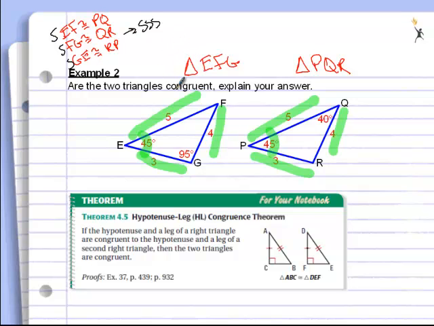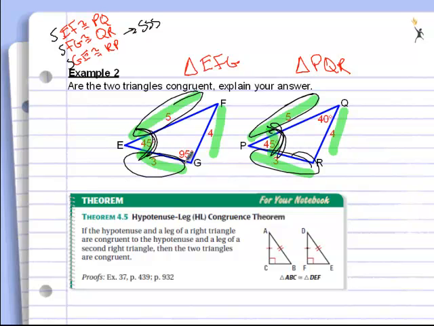But we could also use side, angle, side congruency. We could say that EF is congruent to PQ, that angle E is congruent to angle P, and that EG is congruent to PR. Here we have side, angle, side. Either way, we can prove that the two triangles are congruent.